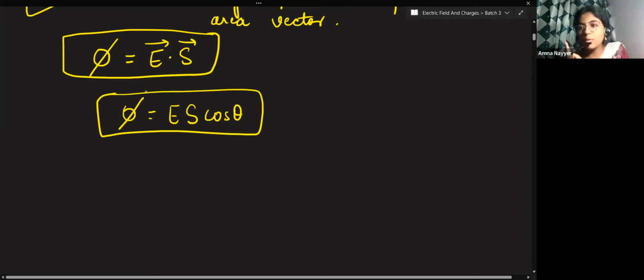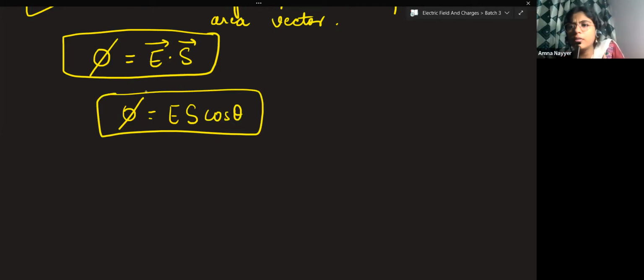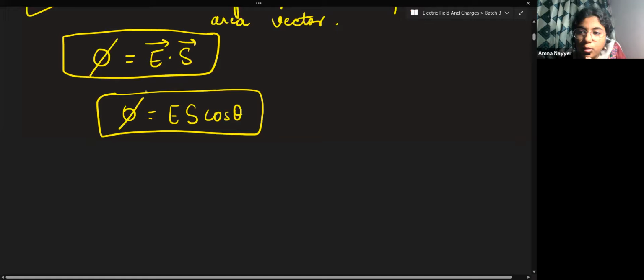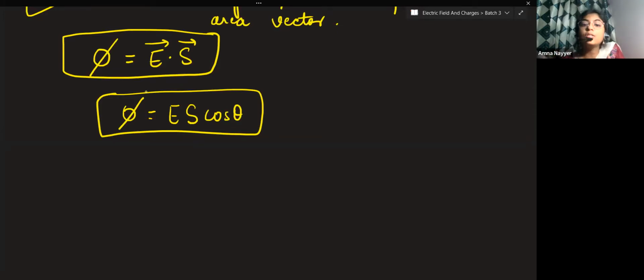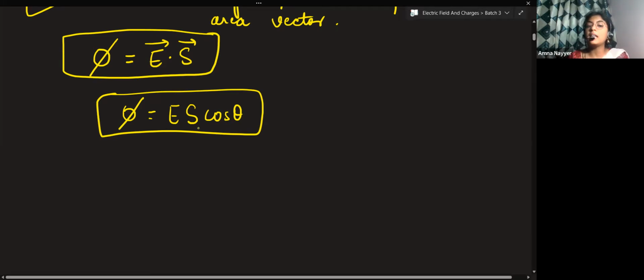In case of cross product, which we discussed in the last class, if you remember on Tuesday, if you have cross product like torque, P cross E, then you take the magnitude of first, take the magnitude of second, and put sine theta. In case of dot product, you take the magnitude of first, take the magnitude of second, and multiply it with cos theta. So it becomes ES cos theta. This is your electric flux right now. And always remember, theta is the angle between the electric field and area vector.